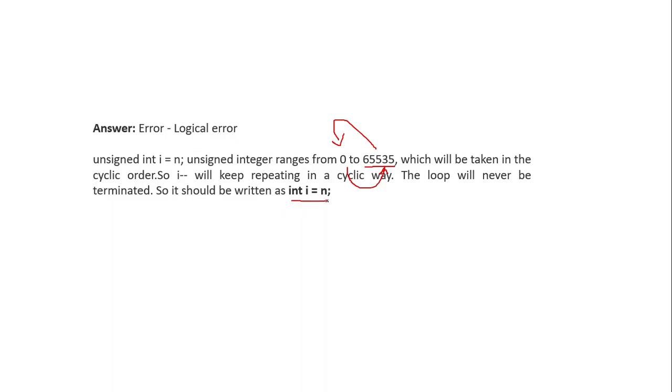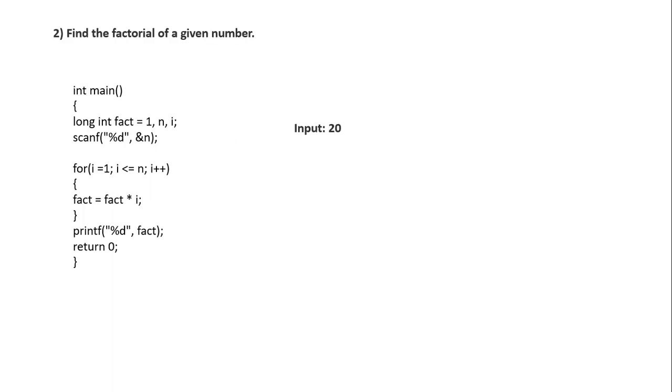So I hope you understood this question. Let's skip on to the next question. Here we need to find the factorial of a given number. The factorial of a given number can be found out. This is the basic program for finding the factorial of a number, and we need to check any syntax or logic error to get the desired output.